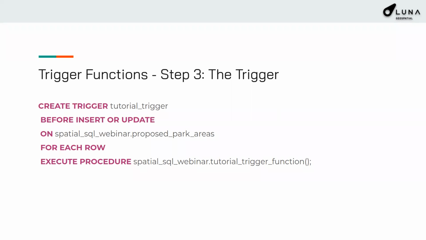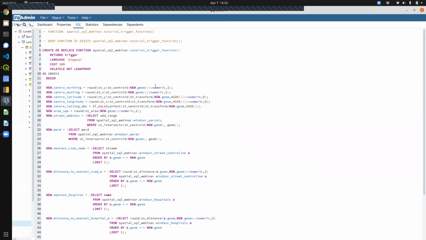The actual third step here is the trigger. So we create the trigger, and we're going to be calling this tutorial trigger. And this is what's actually going to trigger whenever we insert or update any of these polygons. So the whole function looks like this.